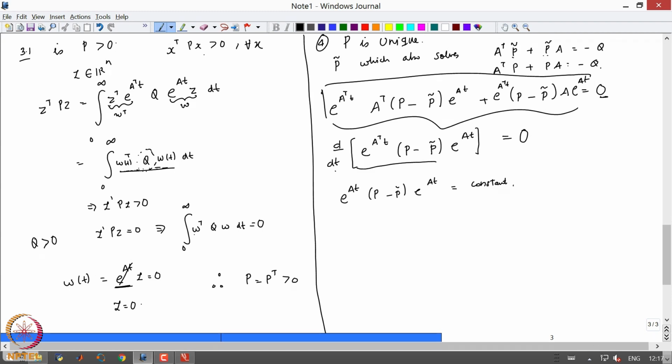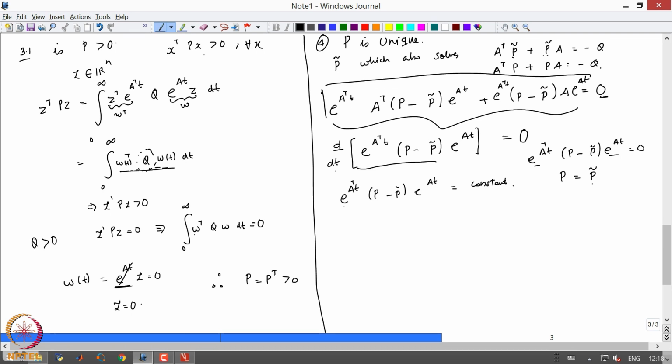Now if I show that this constant is 0, then things will be easier for me. Because if e power A transpose t, P minus P tilde, e power A t is 0, then P will turn out to be P tilde, that is, the other guy who comes and claims to be the solution is actually the solution itself. That is because e power A t is always invertible, right.